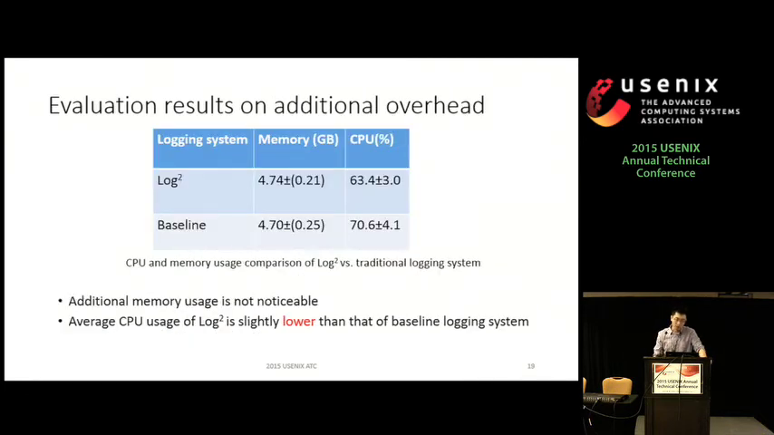And this slide shows the results on the additional overhead. So we can see that for the memory usage, log square has no noticeable additional memory usage compared to the traditional logging system. And note that for the CPU usage, log square seems slightly lower than the traditional logging system. One possible reason is that many of the logs are discarded before processing them and dumping them, so quite a few of the CPU cycles for processing these logs are saved. So that may be the reason that the CPU usage is reduced.